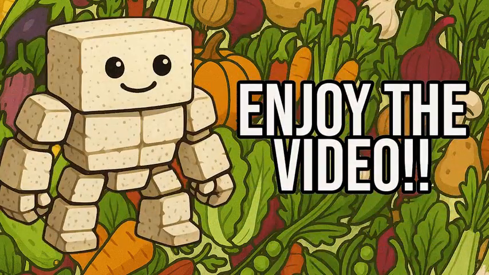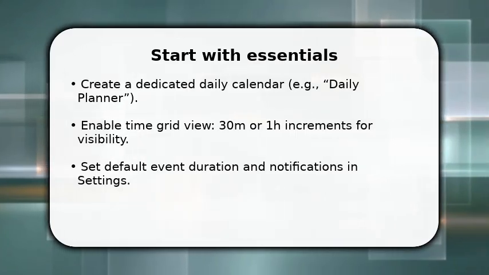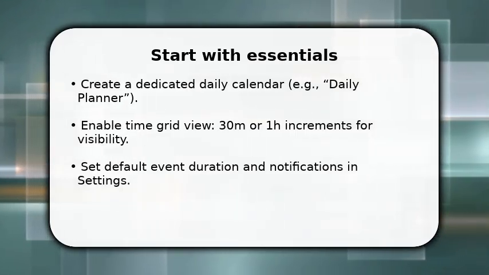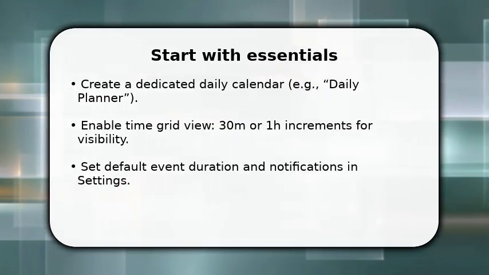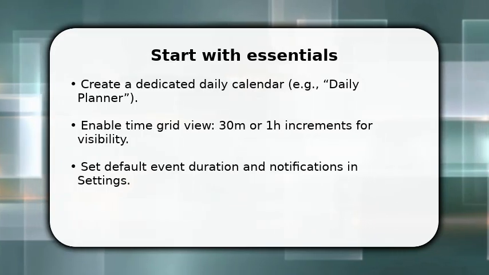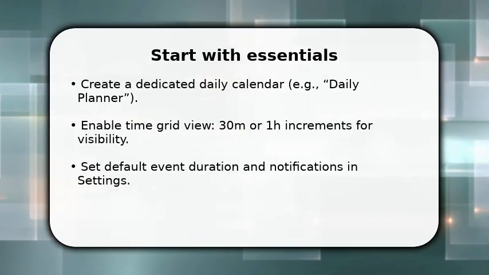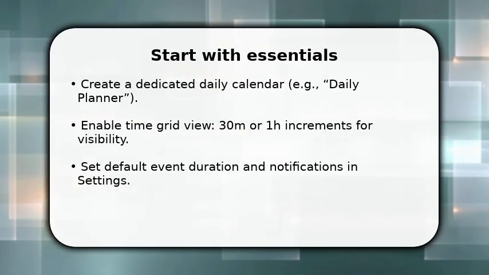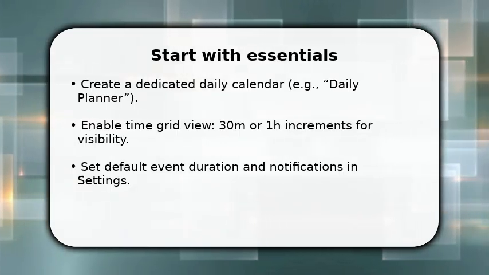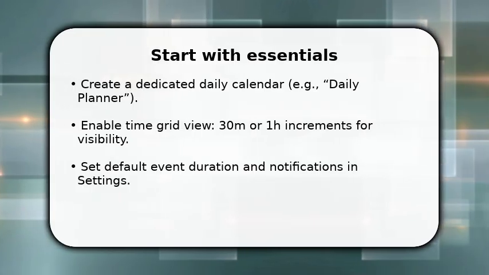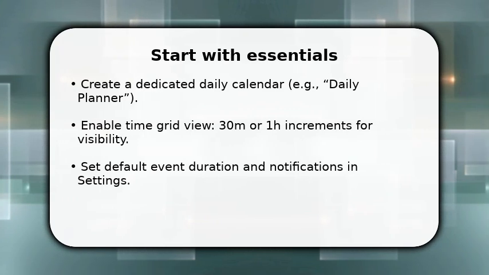Please enjoy the video. You begin by making a separate calendar labeled Daily Planner so entries stay focused. Open Google Calendar settings, create that calendar, and set default event length to 30 minutes or 1 hour for realistic blocks. Once done, choose a weekday custom view and enable notifications. This ensures you get reminders. Make sure your time zone and working hours are correct so events don't shift. These quick steps prevent clutter and create a predictable scaffold for the next detailed planning stage.